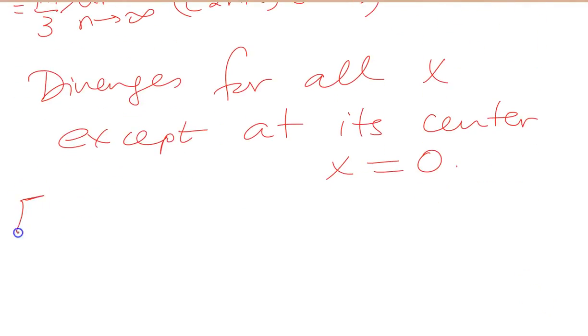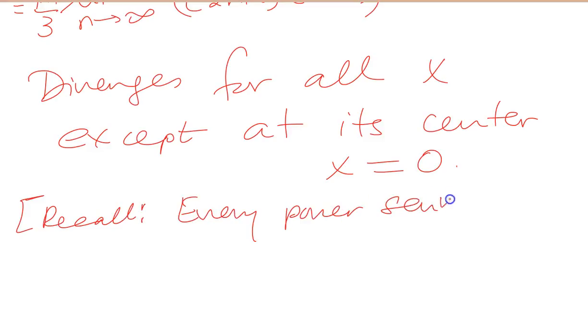Guys, I want you to recall, every power series converges at its center. I showed it to you at the very beginning of the section. Every power series converges at its center, and because x equals 0 is the center, it definitely converges there. And the ratio test tells us that it diverges for every single other value of x. So there's only one x value at which the power series converges.